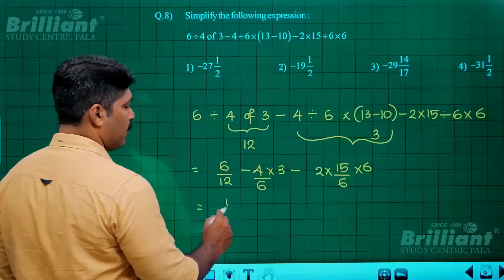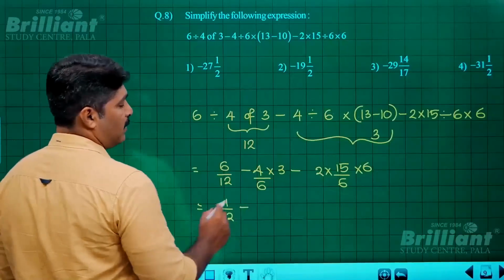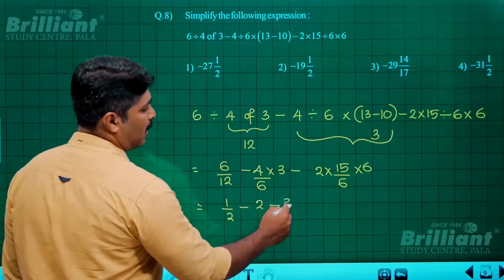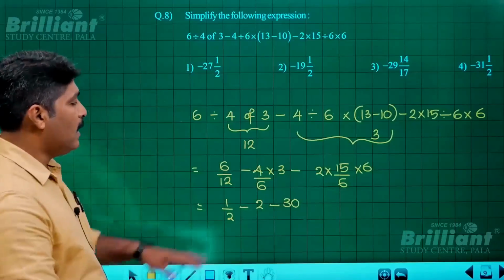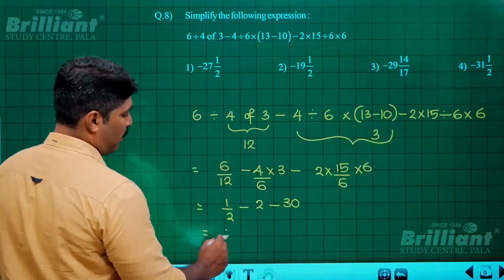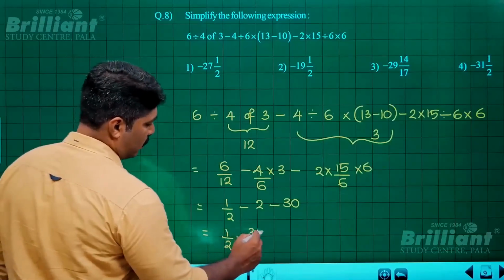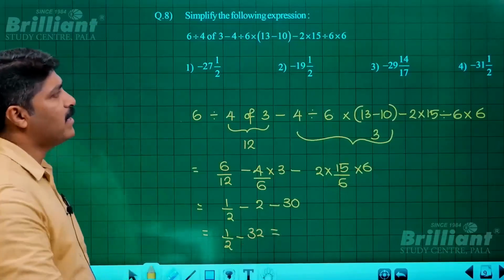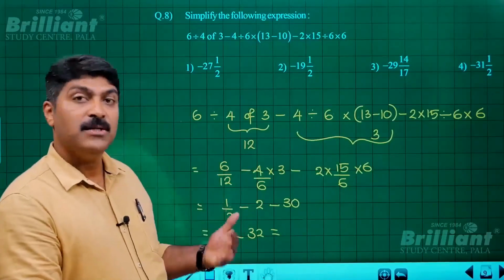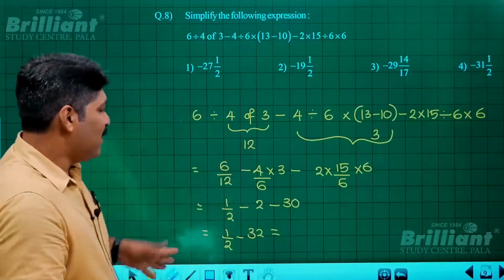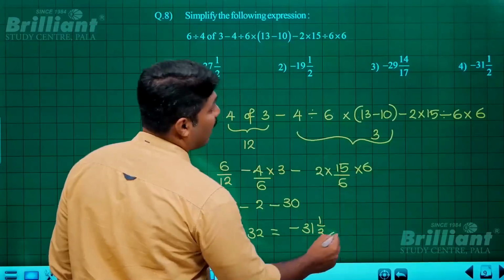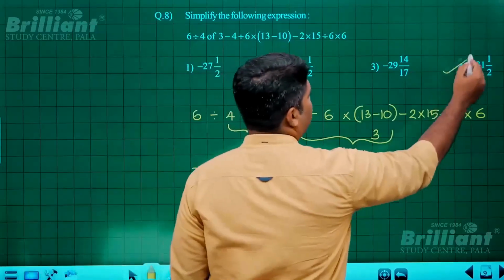So this is equal to 1 by 2 minus 32. Think about it in your mind: you are just subtracting 1 by 2 and 32, or finding the difference between 32 and 1 by 2. The difference is 31 and 1 by 2, and here the value is negative. So that is negative 31 and 1 by 2.